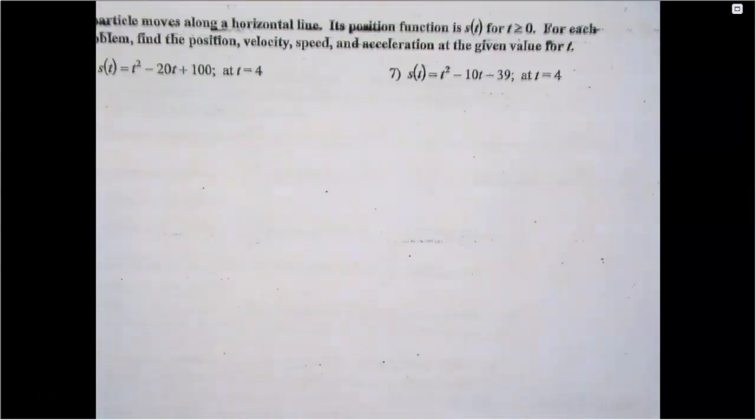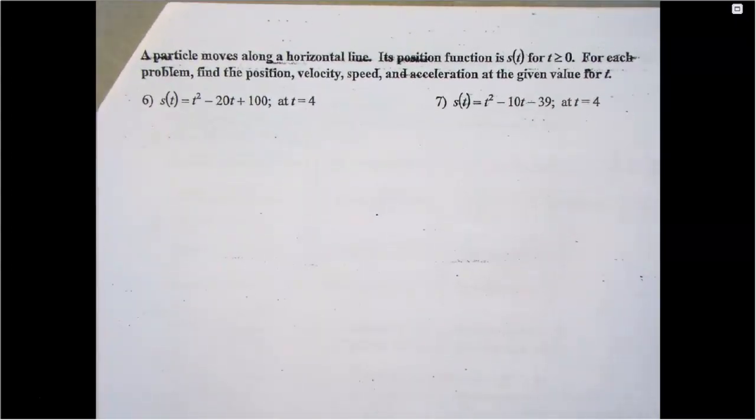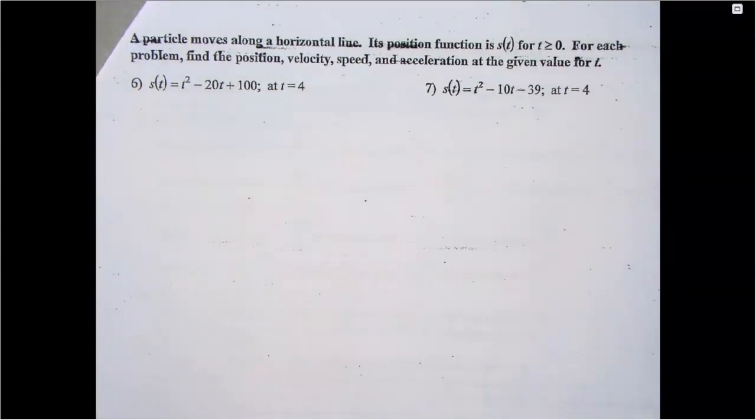Take a look at number 6, please. Are there different instructions? I feel the need to point that out and do a sample problem. They're saying find the position, velocity, speed, and acceleration at the given value for t. So you're just finding each, position, velocity, and acceleration, and plugging in, t equals 4 in this case. And then speed is the only new thing. But if you get a negative value for speed, what do you do with it?